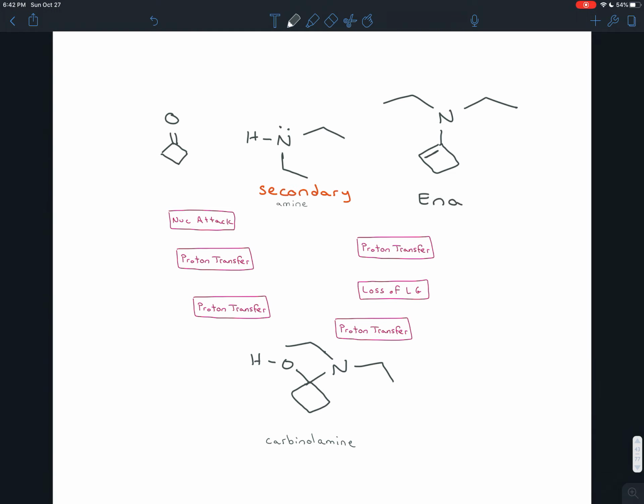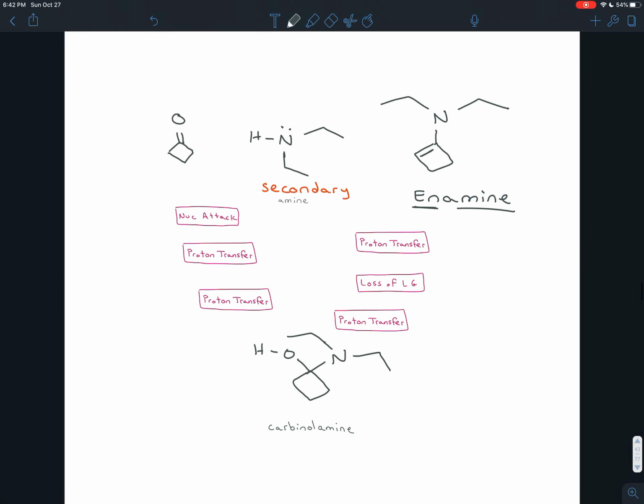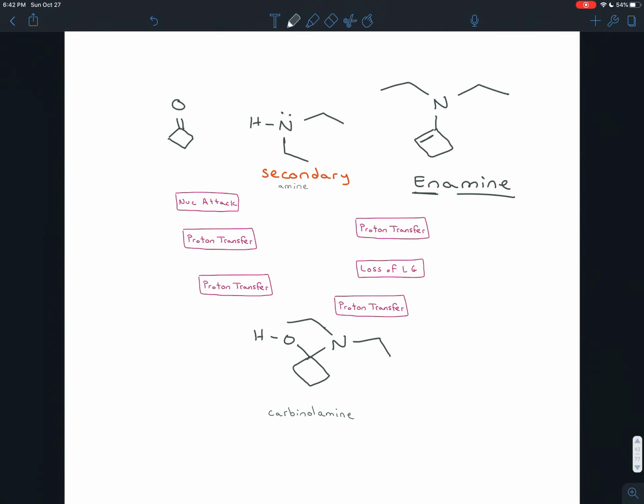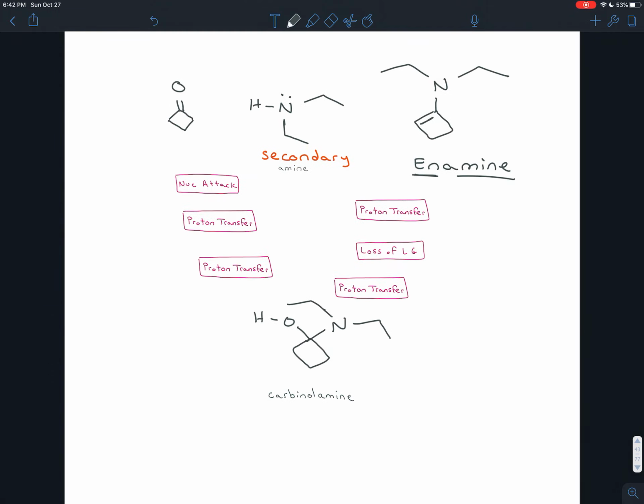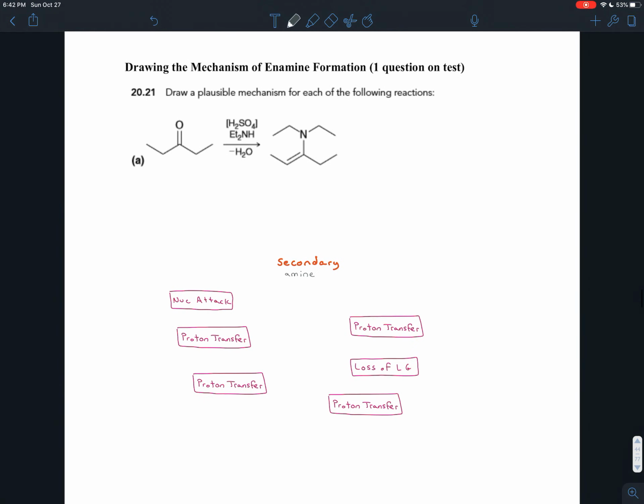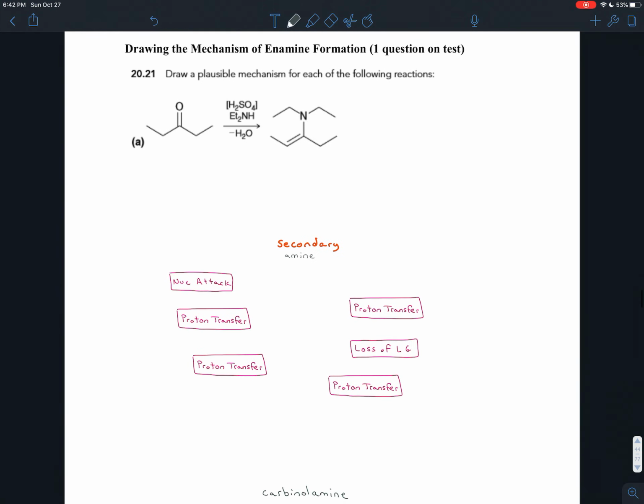Now the product that you form here, this is described as an enamine. It's an enamine, en because you have a double bond, and amine because you have an amine. So pretty straightforward, an enamine. So in your head, you want to organize it. If you have a ketone and a primary amine, you form an imine. But if you have a ketone and a secondary amine, you form an enamine. Okay, let's see how this works in a mechanism.